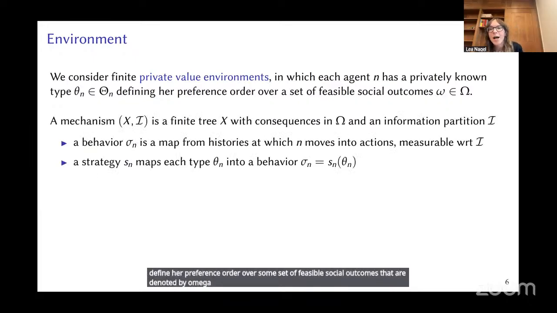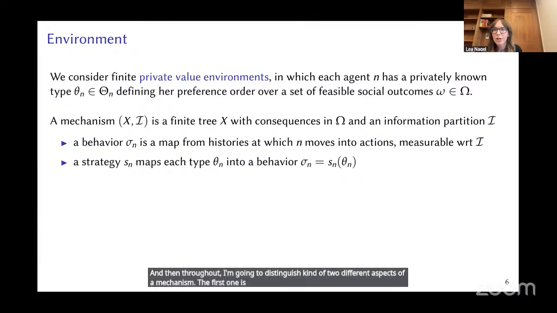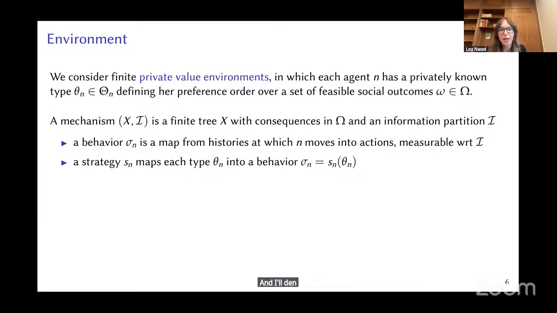And then throughout, I'm going to distinguish two different aspects of a mechanism. The first one is the game tree, which I'll denote by x. And the second one is the information partition, which I'm also going to sometimes refer to as the information disclosure policy over that game tree. And I'll denote that by calligraphic I.